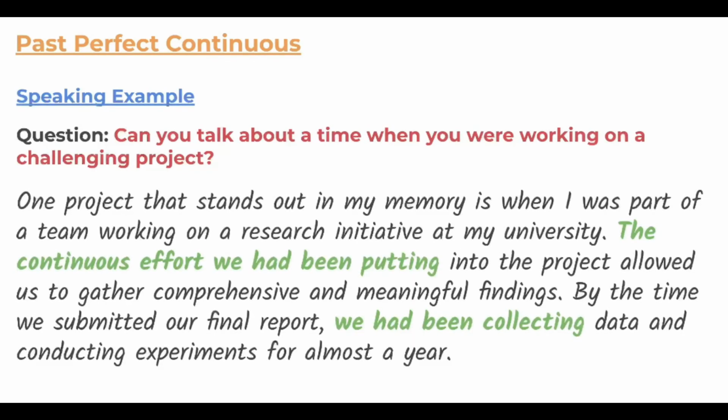So we have a few examples here. The continuous effort we had been putting. So we, subject, our auxiliary verb had, then we need our past participle form of the verb to be, been, then our present participle form of the main verb with that ing. And then later on, another example, we had been collecting as well.